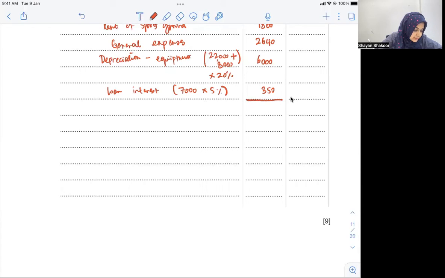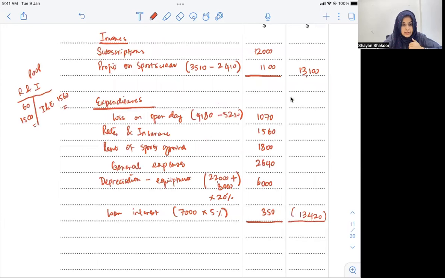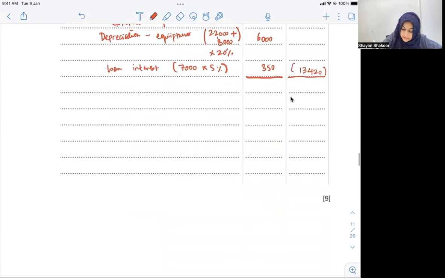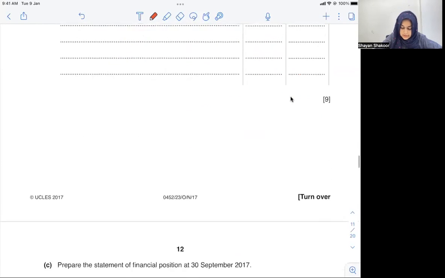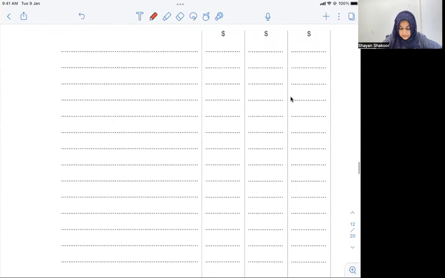The total of expenses here is 13,420. So when you do incomes minus expenses, the 13,100 income is less than the expenditures. So we have a negative 320 here. That's a deficit. Deficit is also called excess of expenditures over income. So it's like a negative 320. So we have spent more than what we've received for this year.